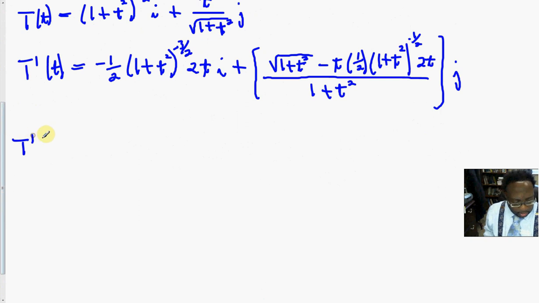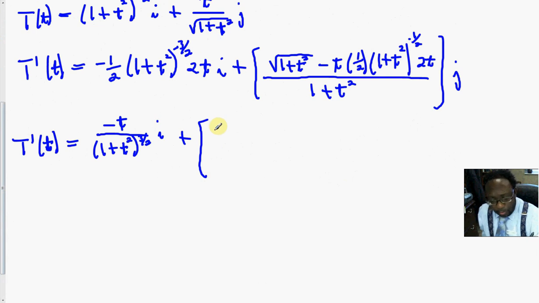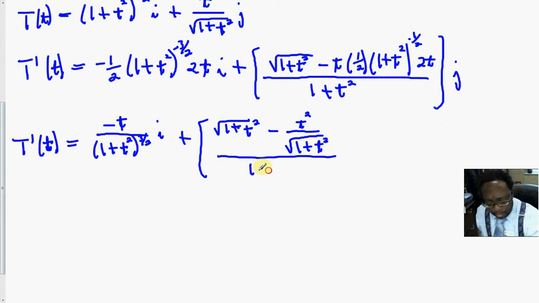We simplify this, so T prime of t is equal to the negative 1/2 times 2t, which is just negative t, all over 1 plus t squared to the 3/2 power i. And then we clean up the j component, so just leave that 1 plus t squared there, minus, we'll fix up this side, so 1/2 times 2 is 1, t times t is t squared, negative t squared, and the negative exponent, we just drop it downstairs, the square root of 1 plus t squared, and that's all over 1 plus t squared j.